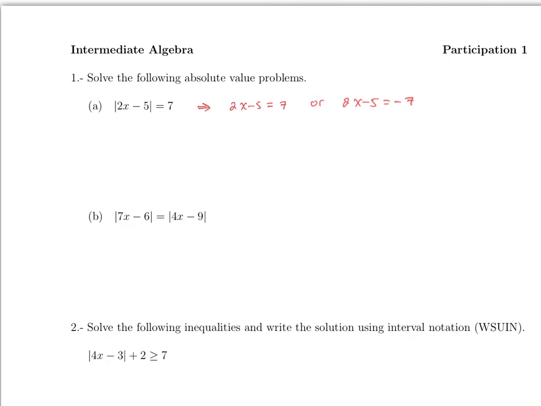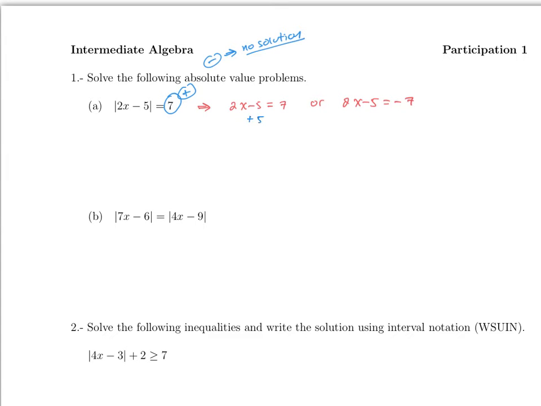The only thing you have to check before that is that this is a positive value, which it is. If this was negative, then automatically you have no solution and there is no need to do anything else. Since this is positive and there is nothing between the absolute value and the equal sign, these are the two equations you get. And then you solve the linear equation.